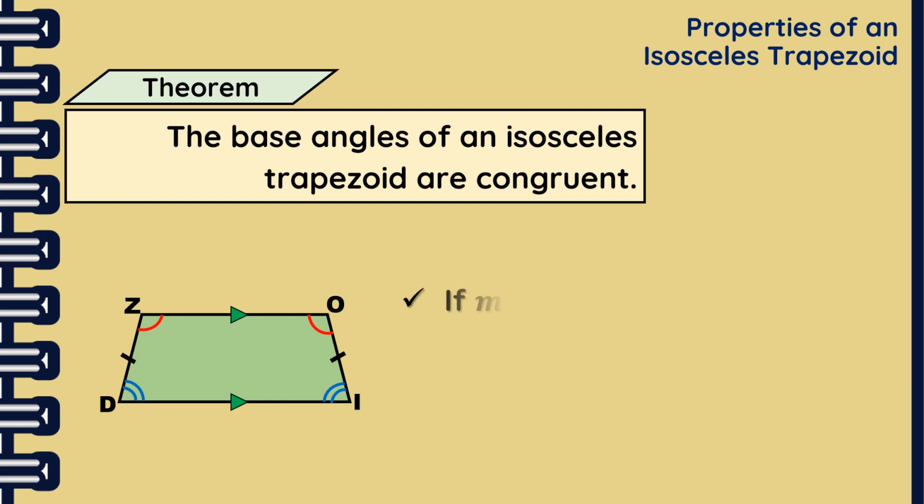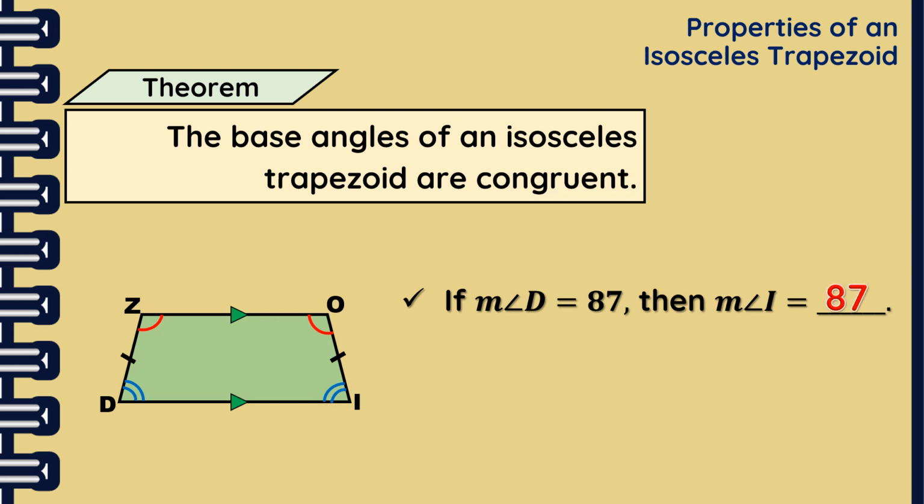Let's have examples. If the measure of angle D is 87, then what is the measure of angle I? Based on the figure, angles D and I form a pair of base angles, and based on the theorem, the base angles of an isosceles trapezoid are congruent. We can therefore say that angle I is also 87.